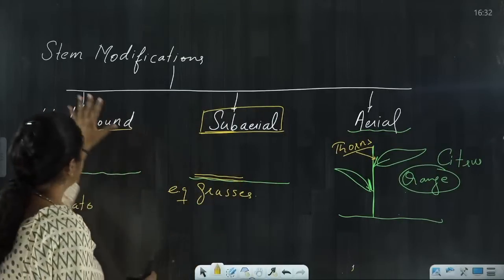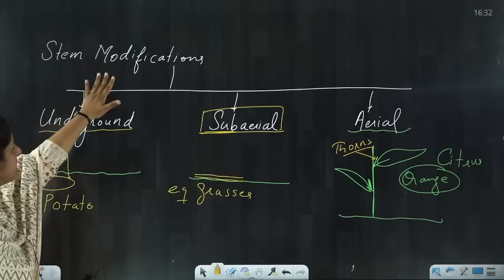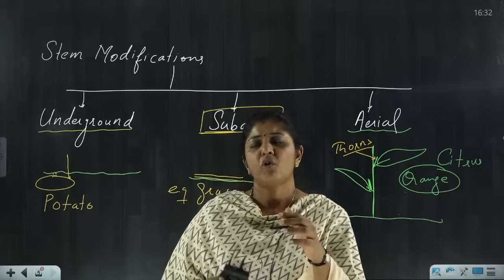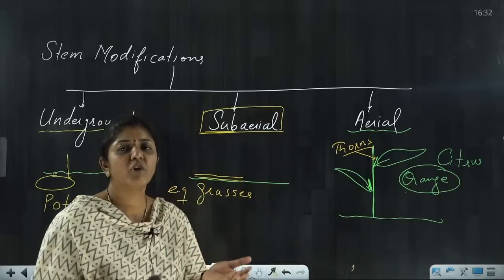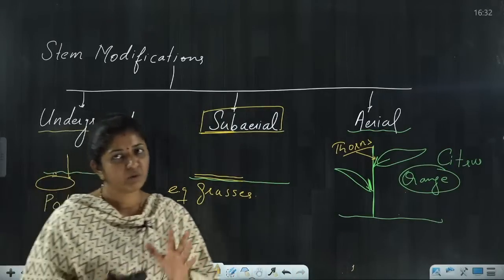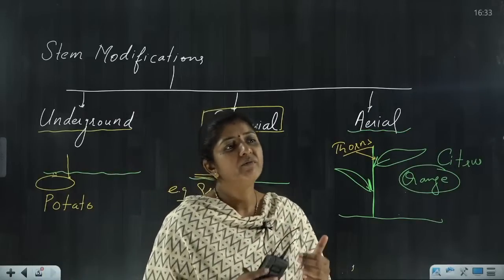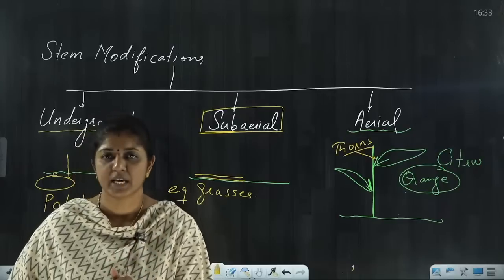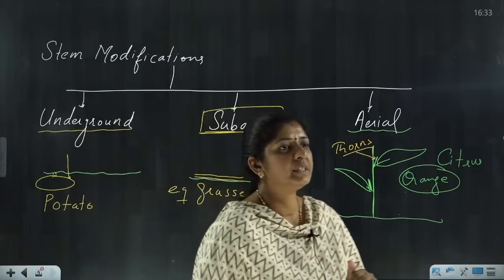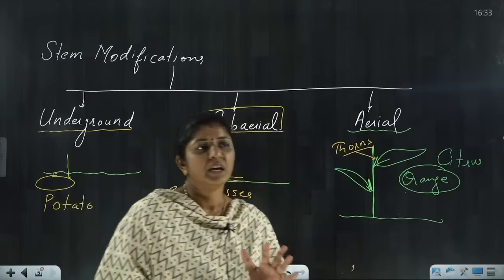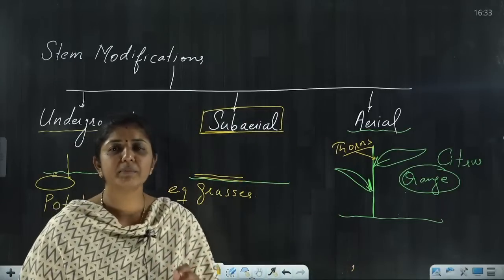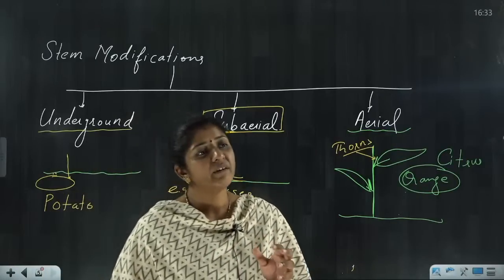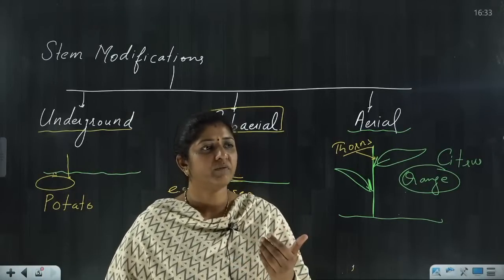I hope so. You understood what is stem. Now we are discussing some exceptional things which normally are not functioning for spreading of branching or for conduction of water and minerals. No doubt they are doing that, but they are modified for the other functions as well. Right? Here you are asking subaerial like watermelon. It is not like that. Right? Watermelon we will discuss in the aerial stem modification, for tendrils we will discuss there.